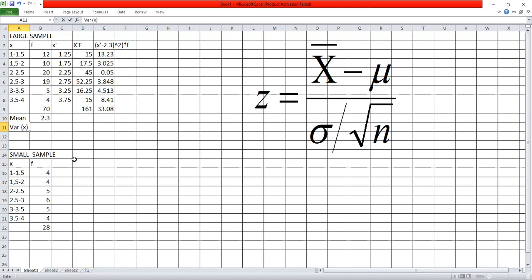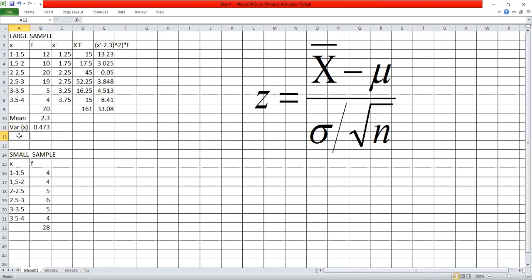You write sigma squared is equal to this figure here, divided by 7. That's the variance, 0.473. That gives me sigma squared.